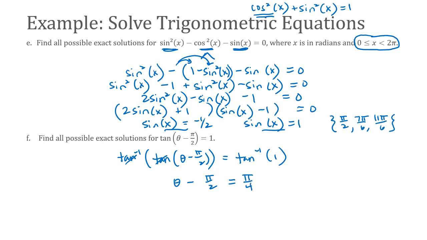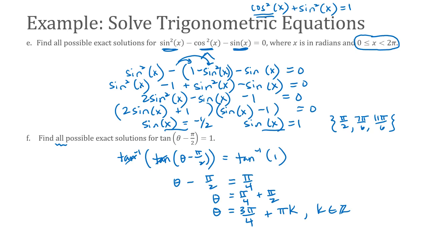And now I'm going to solve for theta. I'm going to add pi over 2 to each side. So what is pi over 4 plus pi over 2? I think that gives me 3 pi over 4. And this one, there's no limitation. It just says find all the solutions. So hooked onto that 3 pi over 4, I'm going to add multiples of the period, which is pi k, where k is an integer.